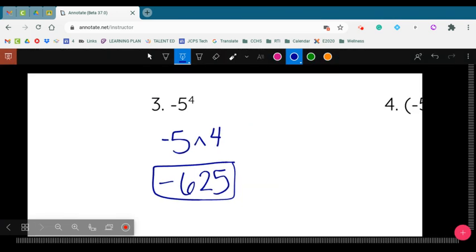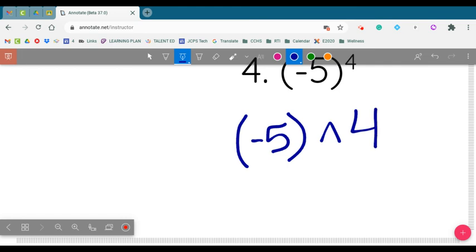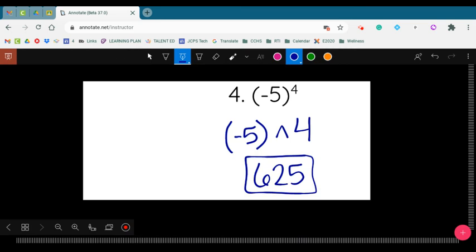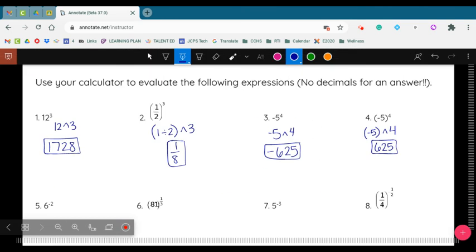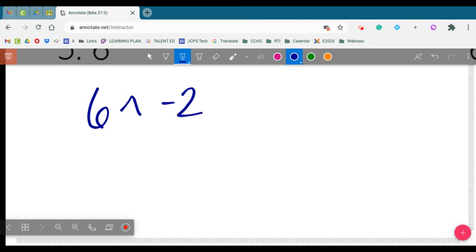Now, in the next one, in your calculator, you'll have to put parentheses, -5, close your parentheses, do your caret, and then put 4. This will give you a positive 625 because that negative is staying with that 5 each time it is multiplied. So keep that in mind, okay? Next one, I have 6 to the -2nd. So you're going to do 6, caret, and then -2. This is going to give you 1/36.